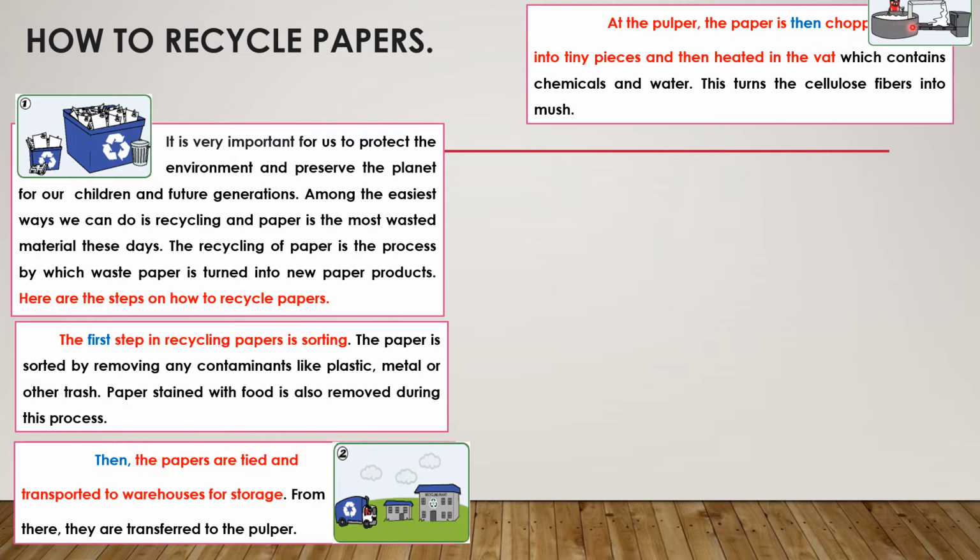All those tiny pieces of paper are going to be boiled and heated in there, with chemical and water. Of course, chemical is going to be added. This turns the cellulose fibers into mush. So these tiny pieces of paper that are heated in the chemical and water are going to become mush. Mush means very, very mushy, you know.